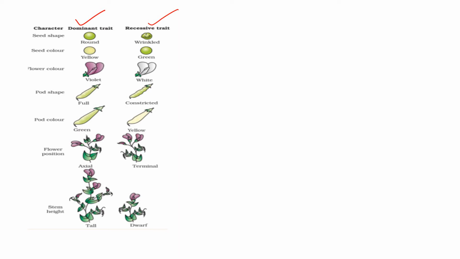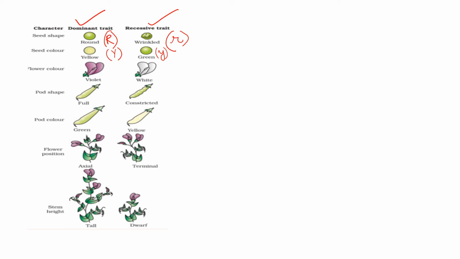Now, what are these capital letters and small letters? These are alleles that I had been talking about. So, once again, for the seed shape we have round, so the allele will be capital R, and in the recessive trait it will be small r. For the seed color we have the allele as capital Y, and here we have small y.